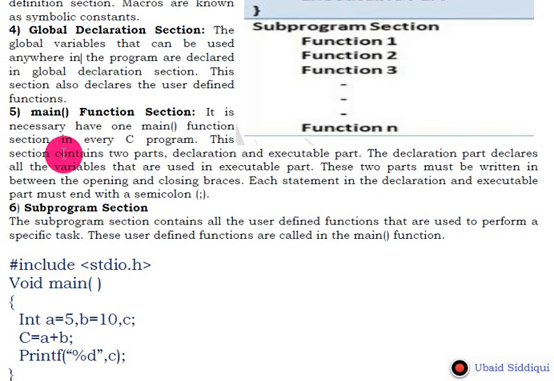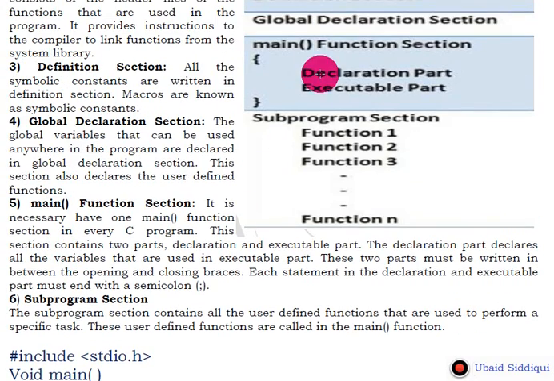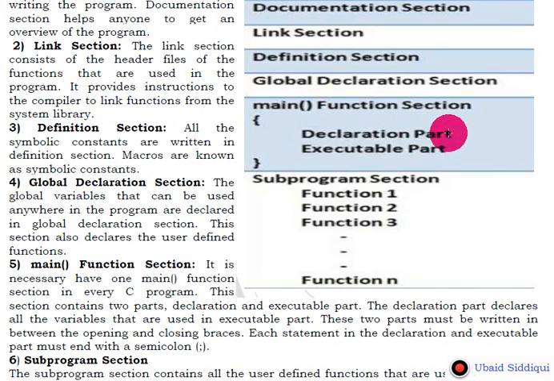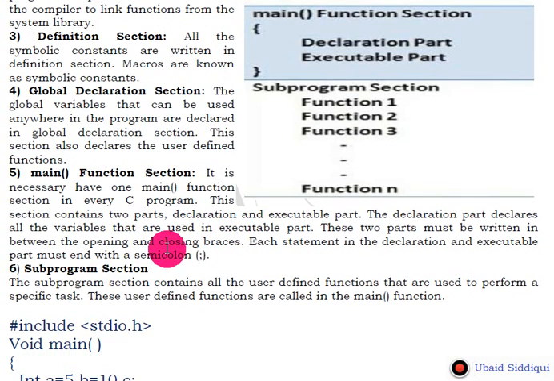This section consists of two parts. One is known as the declaration part, whereas the other is known as the executable part. So you have to declare variables, and then you have to assign values to these variables, and then finally you can execute with the help of a print statement. So this main section is very important whenever we write a C program. At least you have to write this section, and you have to add these two things, declaration part and executable part. Then finally there is a subprogram section.